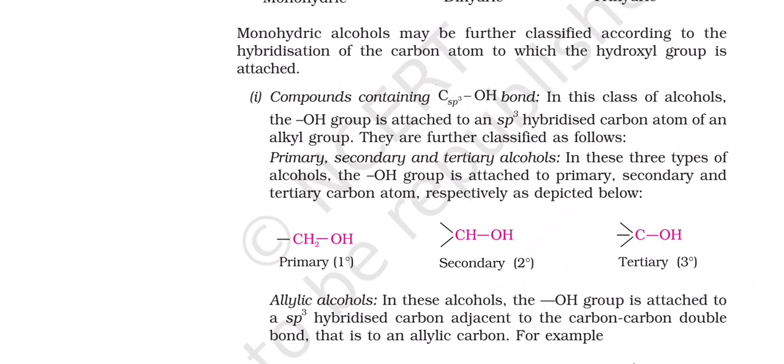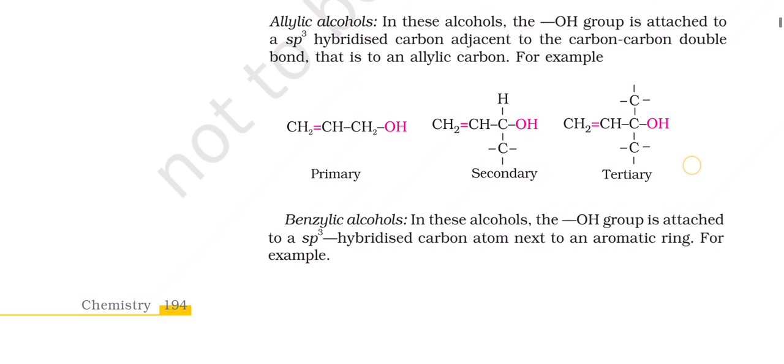Csp3-OH bond. In this case of alcohols, the OH group is attached to an sp3 hybridized carbon atom of an alkyl group. They are further classified as follows: primary, secondary and tertiary alcohols. In these three types of alcohols, the OH group is attached to a primary, secondary and tertiary carbon atom respectively as depicted below.